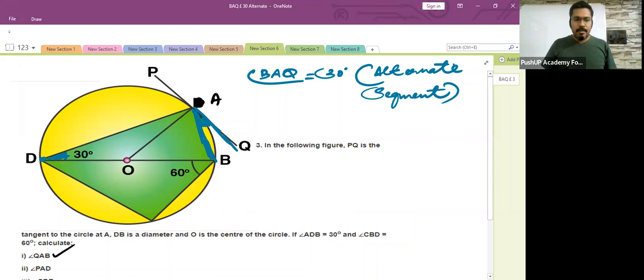Next question. Angle PAD. You remove your mask first. Angle PAD. Children, what is the answer for angle PAD? How much? 60 degree. And what is the reason behind it? May I know the reason? 60 degree. Very good, Jeevan. Anybody else to answer this question?